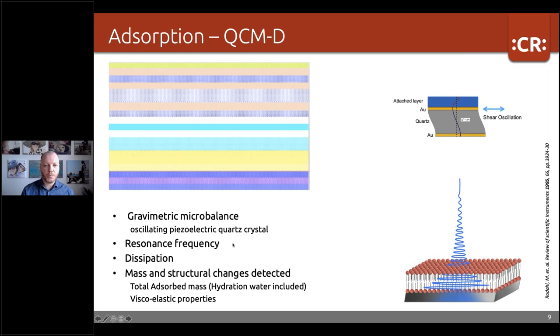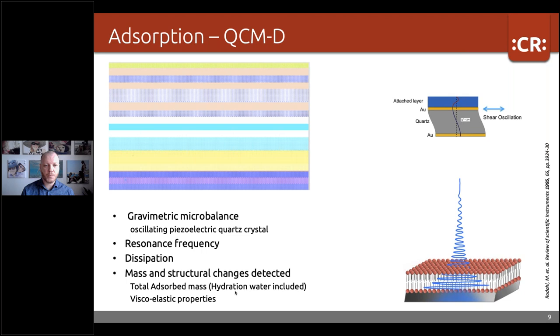So using this technique, you measure resonance frequency and dissipation. And these signals will give you information about the mass adsorption, but also about structural changes and viscoelastic properties. So if you have a very compact and rigid film or a more fluffy, viscous film adsorbed to your surface. And the mass that you measure with QCM is not only the dry mass as for ellipsometry, but it's actually the mass of your adsorbed layer together with hydration water or other solvent that is trapped inside this layer. So it's more like the total adsorbed mass.